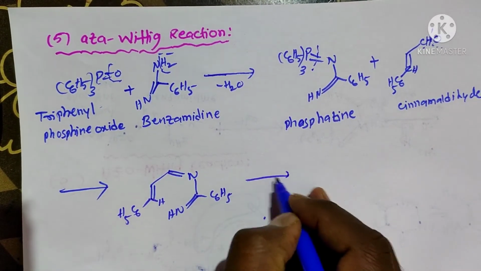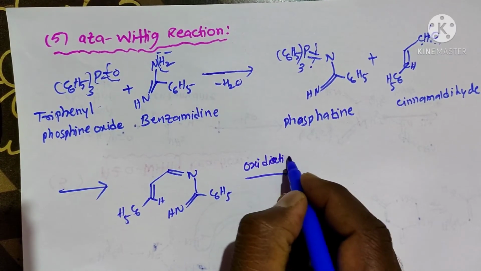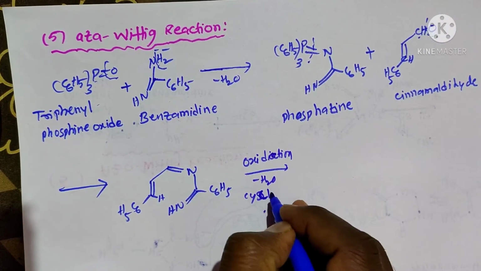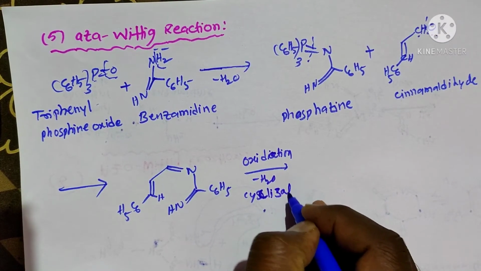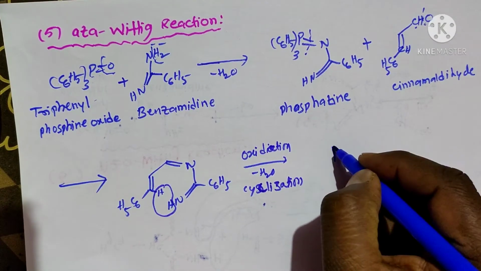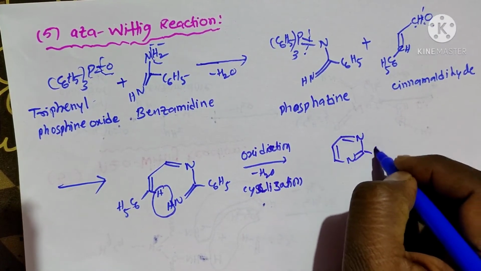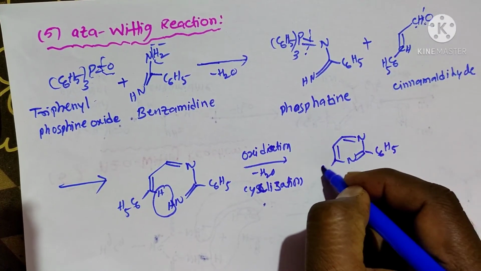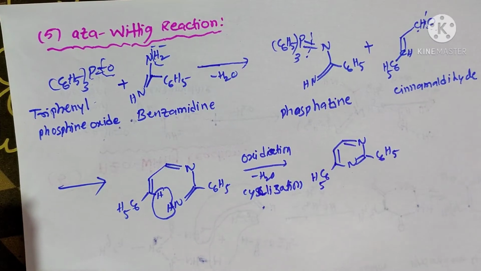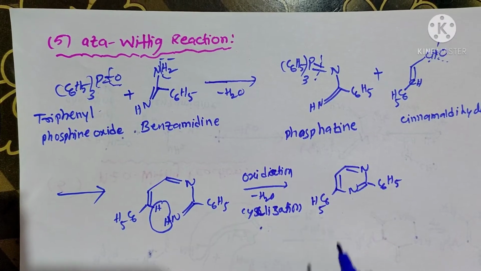Now when we oxidize this one, cyclization takes place. So water goes outside and cyclization occurs. As a result we get the pyrimidine derivative. This is pyrimidine derivative, so 2,6 diphenyl pyrimidine.